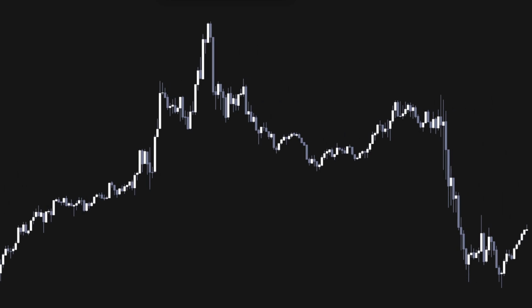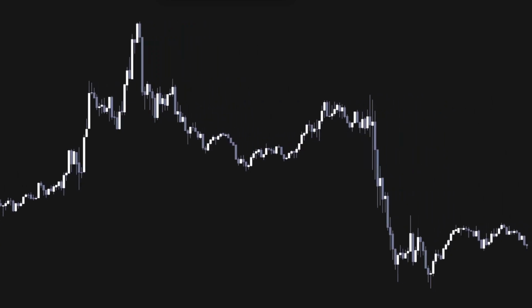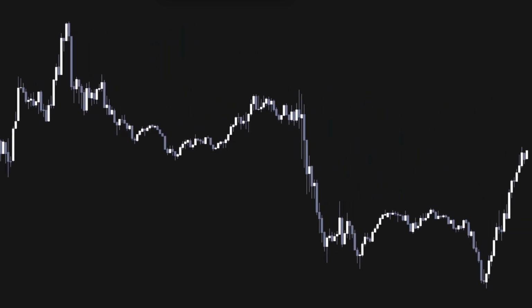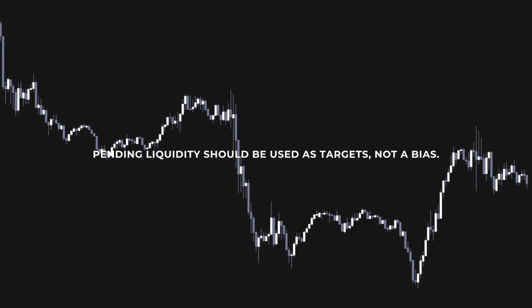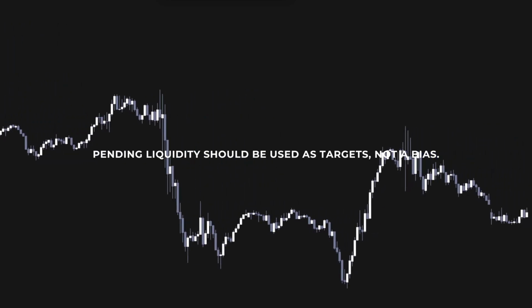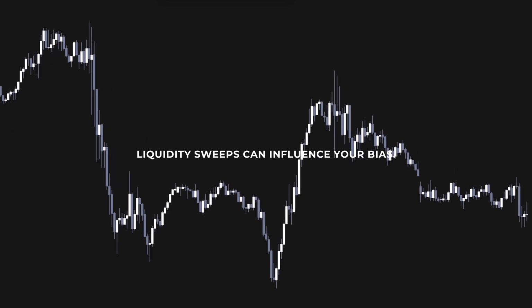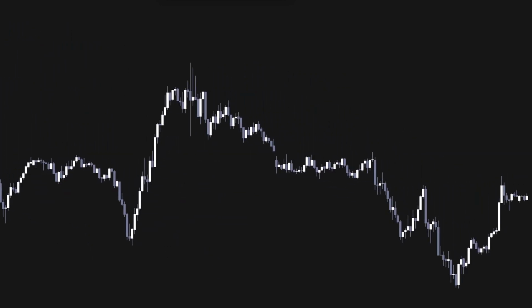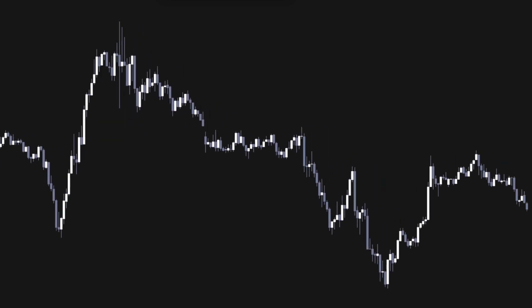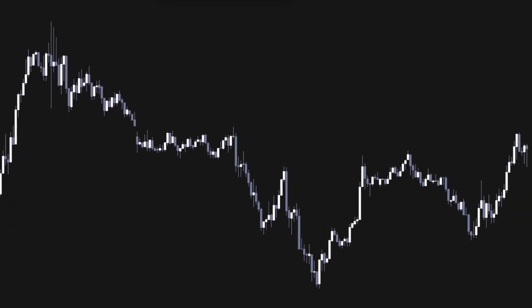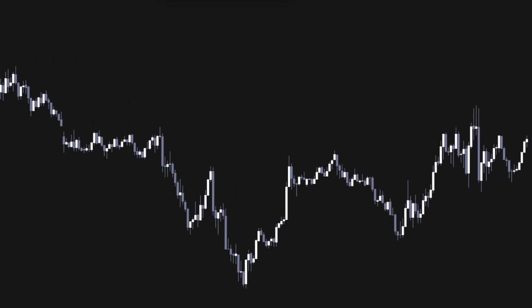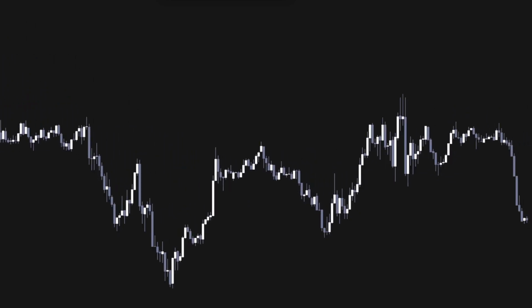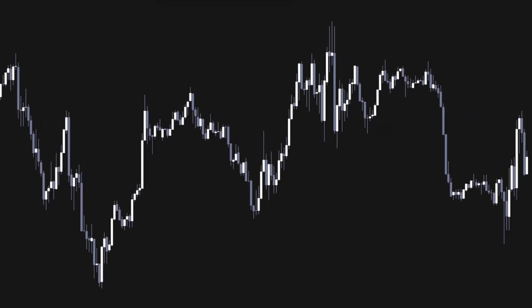Because there are two important rules when it comes to trading liquidity, so get ready to write this down. Number one is that pending liquidity should be used as targets, not a bias. And number two, liquidity sweeps can, however, influence your bias. In other words, wait for the sweep of liquidity first before entering. So moral of the story is that you will never know when liquidity will be taken 100% of the time, but you can react based on the liquidity being swept.